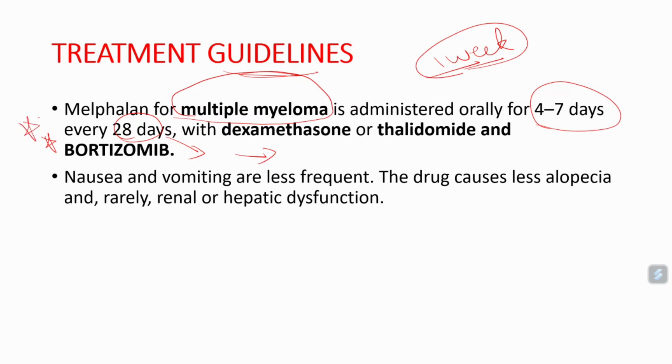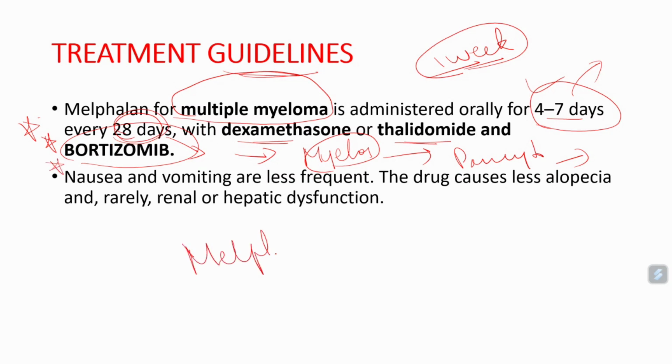If this melphalan is used continuously for 1 month, what will happen? It may cause myelosuppression, and with that it causes pancytopenia, and that condition will be worsened, and it will again cause so many other disorders. Okay, so what guideline is telling, melphalan 2 mg tablets should be used twice or thrice daily, and that is used for 4 to 7 days, and this strategy is followed for every 28 days, and this melphalan is used along with dexamethasone or thalidomide. It may be mixed with dexamethasone or thalidomide and or bortezomib. It can be used.